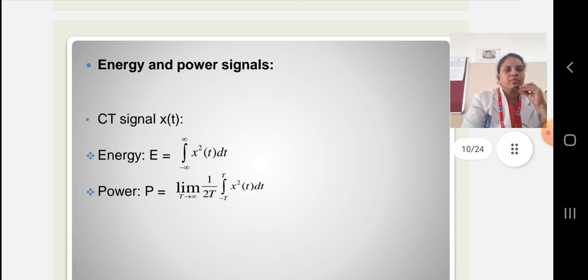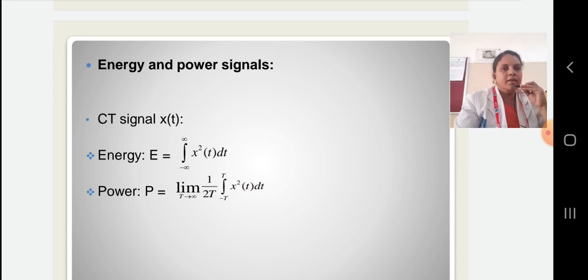Right. And the next topic is energy and power signal. What is an energy signal, what is a power signal, and where are they calculated? From the formula we have to calculate the energy and power value. How to calculate the energy value? Energy E equals the integral from minus infinity to plus infinity of x squared of t dt.